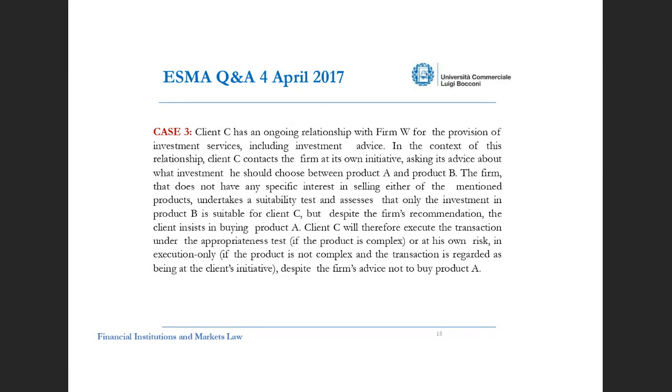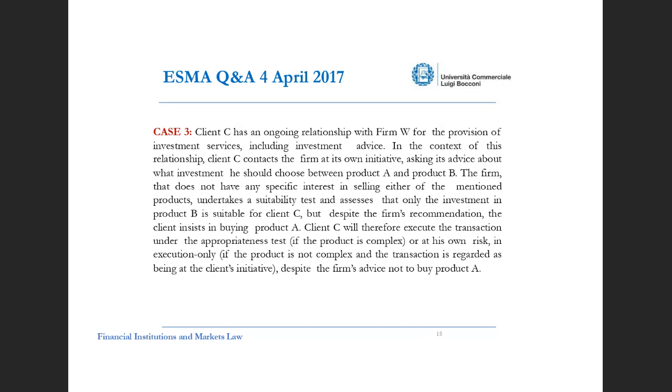But despite the firm's recommendation, the client insists on wanting to buy product A. Client C will therefore execute the transaction under the appropriateness test. So he would sort of opt out of the investment advice and execute the transaction under a reception and transmission of orders or execution of orders at his own risk, or eventually in execution only, despite the firm's advice not to buy product A. This is okay.